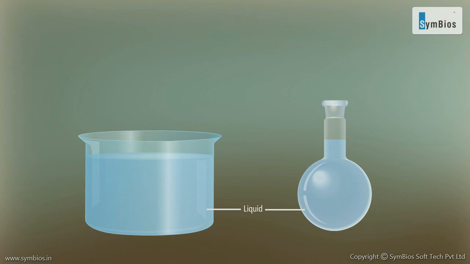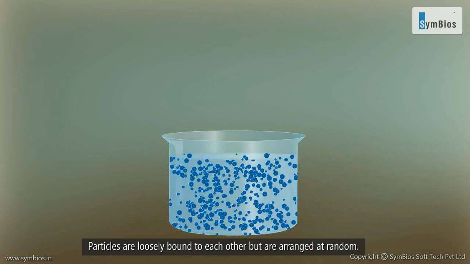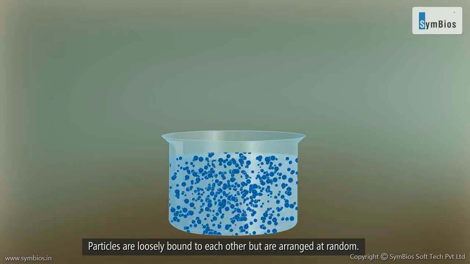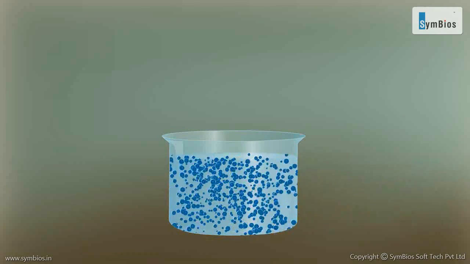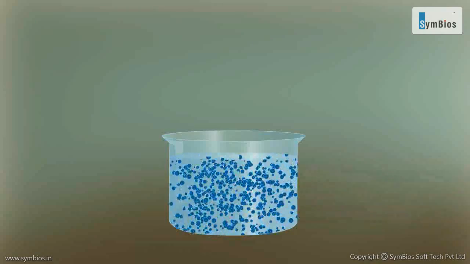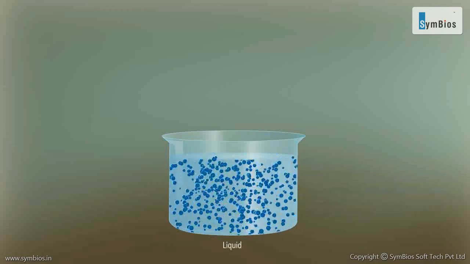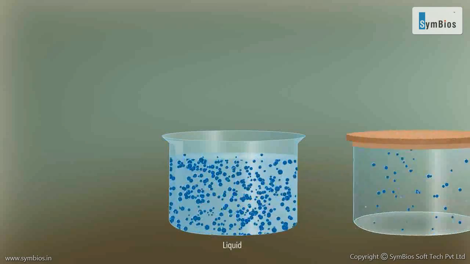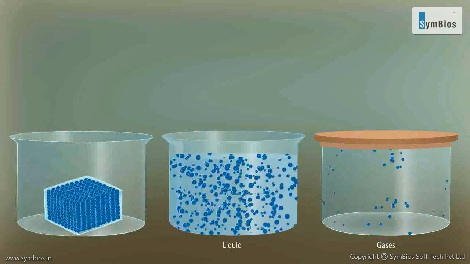A liquid has a fixed volume at a given temperature but takes the shape of its container. Particles are loosely bound to each other but are arranged at random throughout the container. The forces of attraction between the particles in a liquid are greater when compared to gases, but not quite as much as in solids.